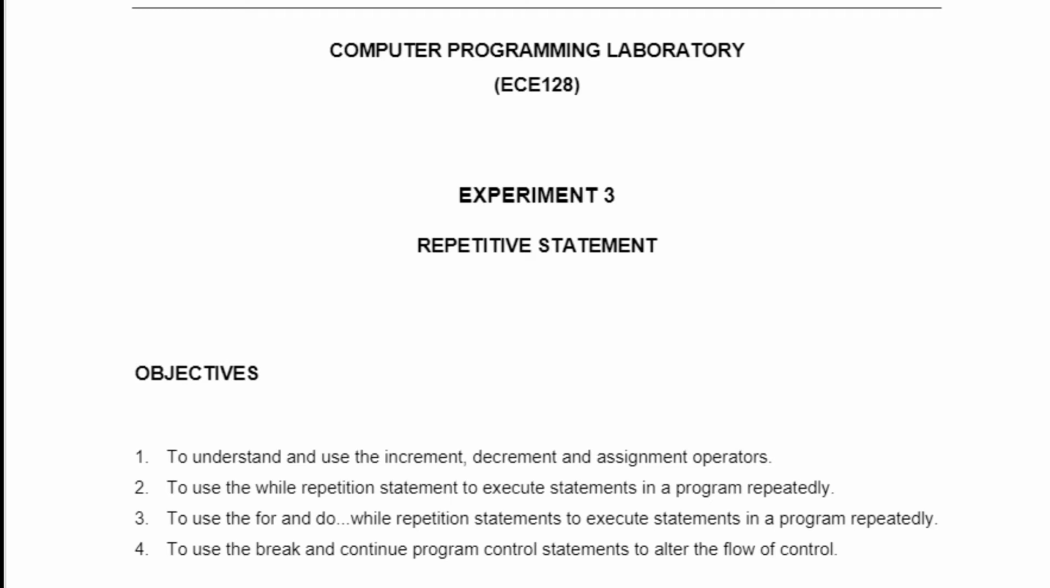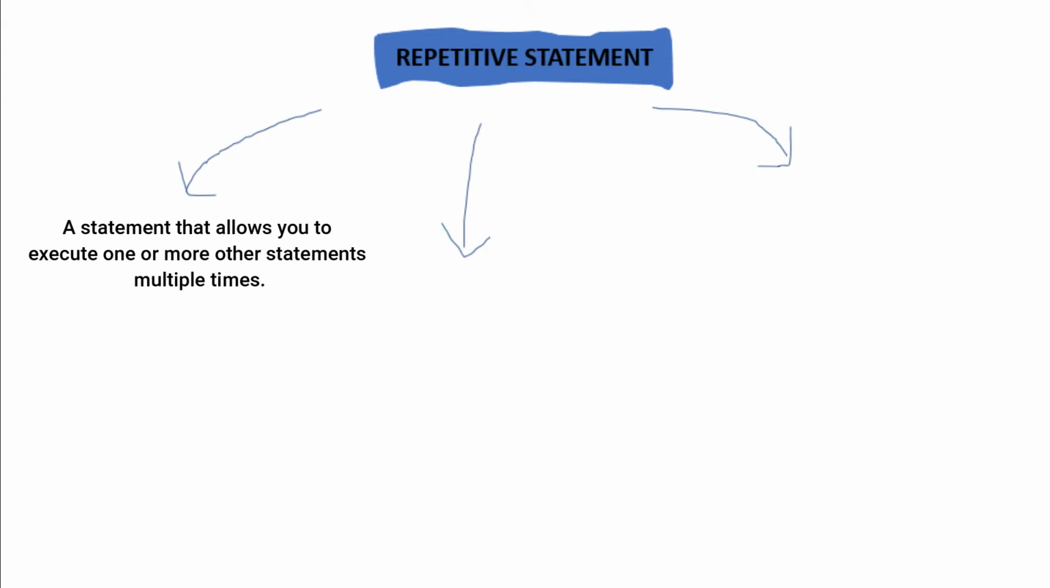Hi, so today's video we learn about repetitive statements. A repetitive statement is a statement that allows you to execute one or more other statements multiple times. There are several kinds of repetitive statements and they differ on how they determine the number of times their included statement is executed. A repetitive statement is often called a loop because when the execution reaches the end of the repetitive statement, it loops back to the beginning of the repetitive statement.